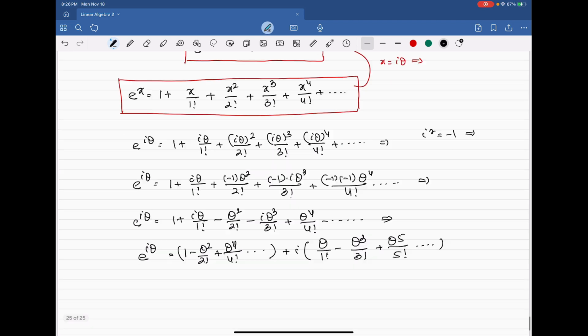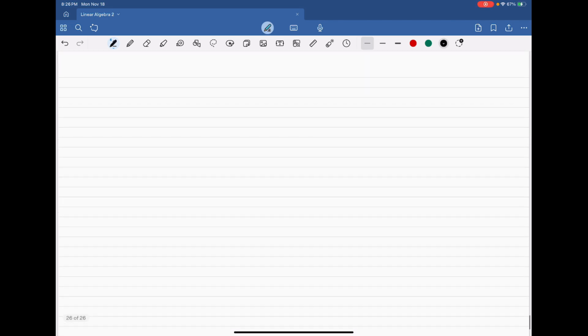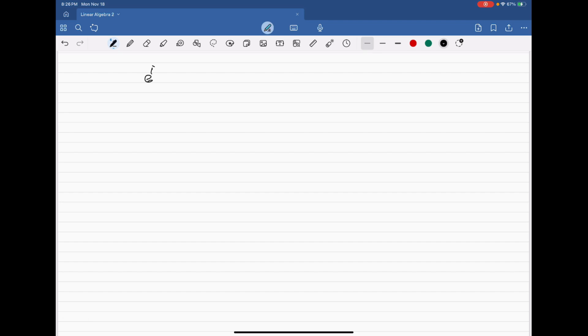This is plus i. Now, let us compare what e to the power of i theta is. e to the power of i theta is equal to cos theta plus i sin theta, from the definitions of complex variables. This is nothing but, in the expansion form, 1 minus theta square by factorial 2 plus theta to the power of 4 by factorial 4, and so on, plus i into theta by factorial 1 minus theta cube by factorial 3, and so on.